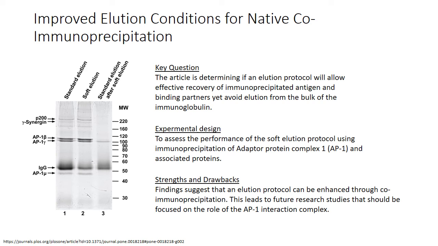The strengths and drawbacks of this experiment show how the findings suggest that an elution protocol can in fact enhance co-immunoprecipitation, and this leads to the suggestion that future research studies should focus more on the role of AP1 gamma interaction complexes.